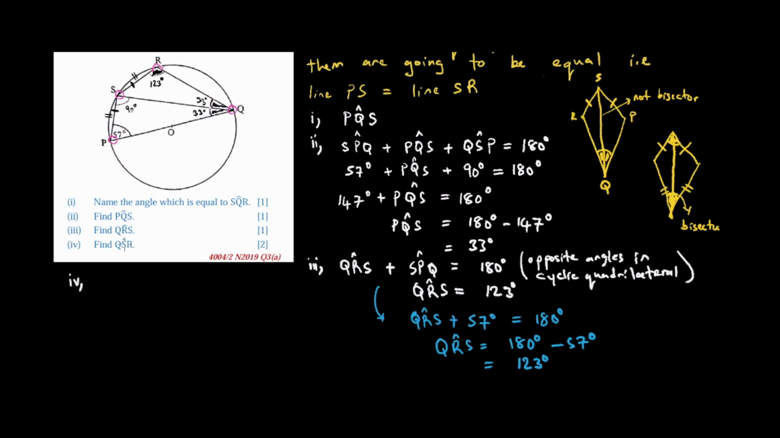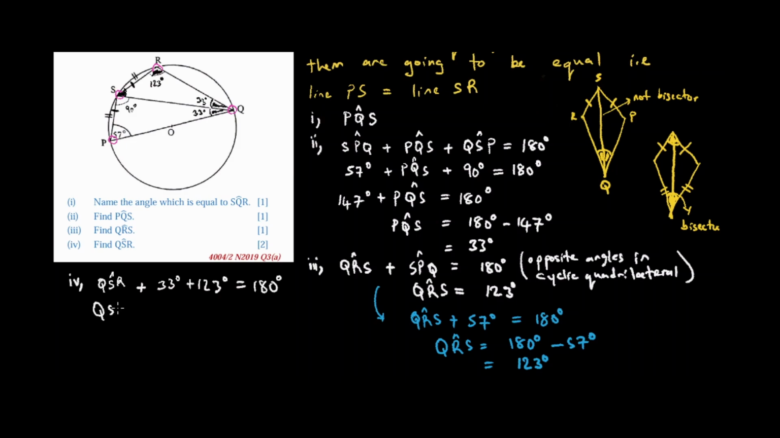Our last question, number 4. Find QSR. So QSR is this part. But QSR might trouble you, my friends. QSR is troublesome because of how obvious it is. When we want to find QSR, we are going to add QSR plus 33 degrees plus 123 degrees, which should give us 180 degrees.